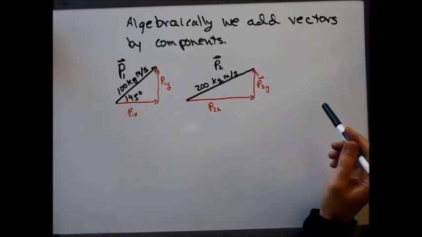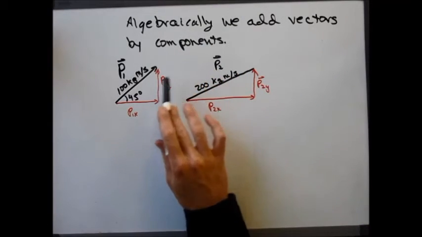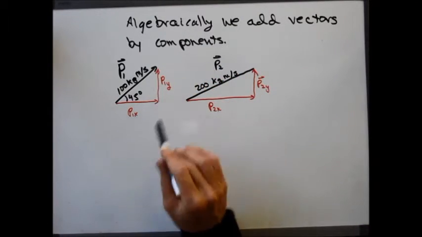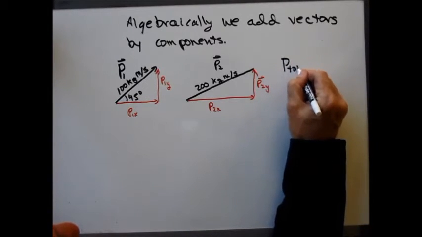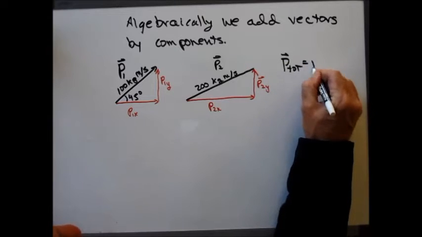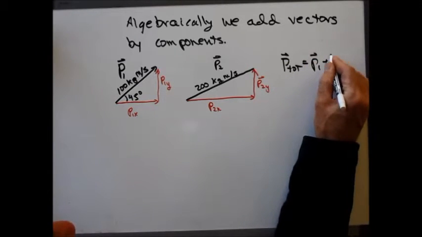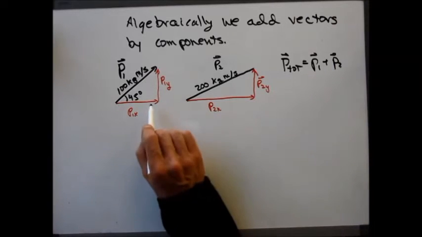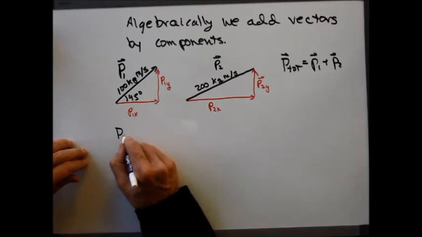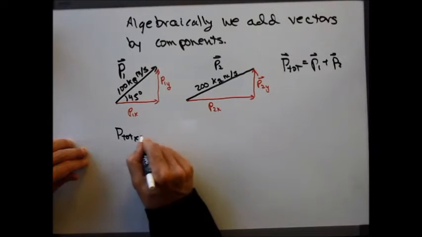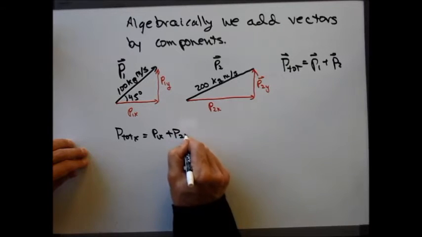So that's how we add vectors graphically. Suppose we want to add vectors algebraically. We go back to our old method of adding vectors by components. If we have the vector P tot equals P1 plus P2, what we do is we break our vectors into components and we add up the components. So I would say, P tot x is equal to P1x plus P2x, right?